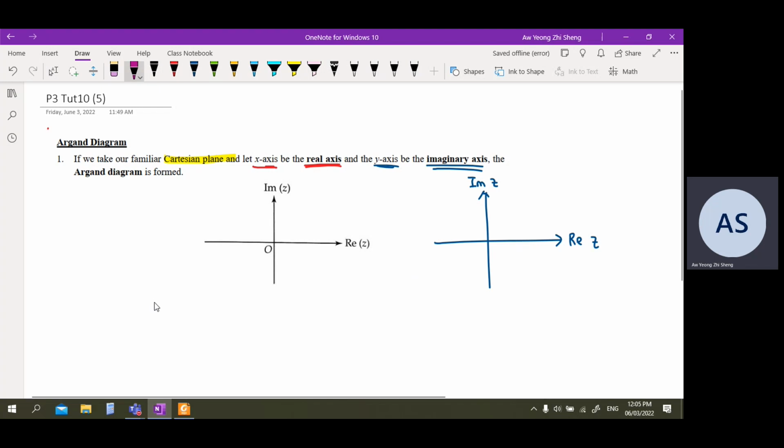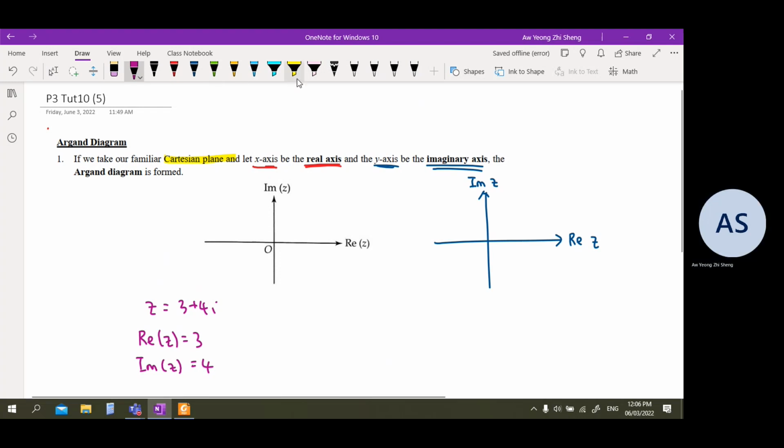Recall that if z is 3 plus 4i, then the real part of z is 3 and the imaginary part of z is 4. Okay, so this actually allows us to plot the point representing the complex number z on the Argand diagram.